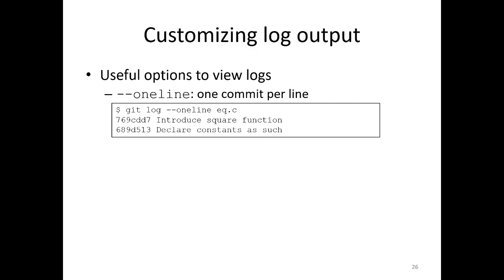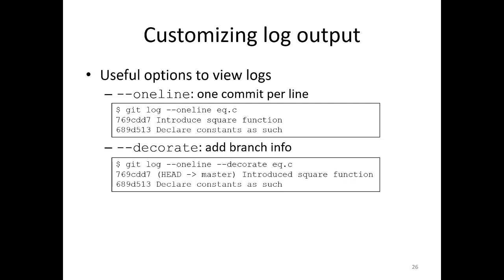So viewing logs is pretty useful. You do that a lot, and there are many ways to tailor the output. A very useful one is --oneline, and then you get one commit per line of output. And now you immediately see why the subject line is important, because that is exactly what is displayed here. You get an abbreviated hash code for the commit, and then you get the 50 characters of your commit subject.